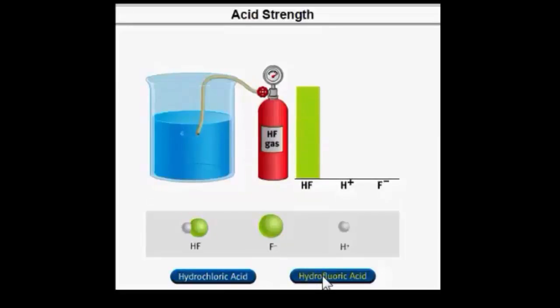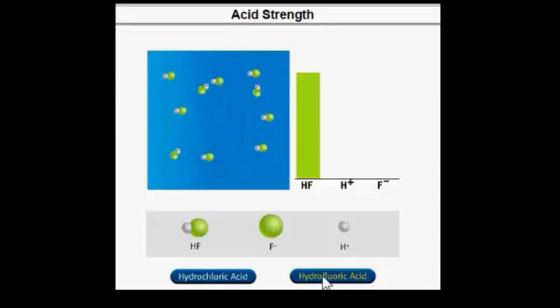Hydrofluoric acid, now these are both acids. When you bubble hydrofluoric acid into water, let's see what happens. The hydrogen fluoride molecules are all there in the water, but notice they rarely break up into hydrogen ions and fluoride anions. So this is characterized as a weak acid. The hydrogen ions stay on the molecule.